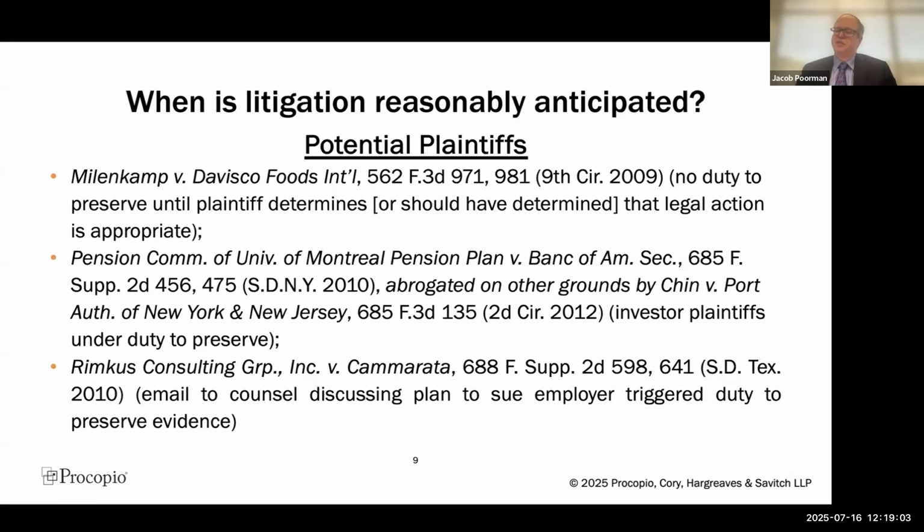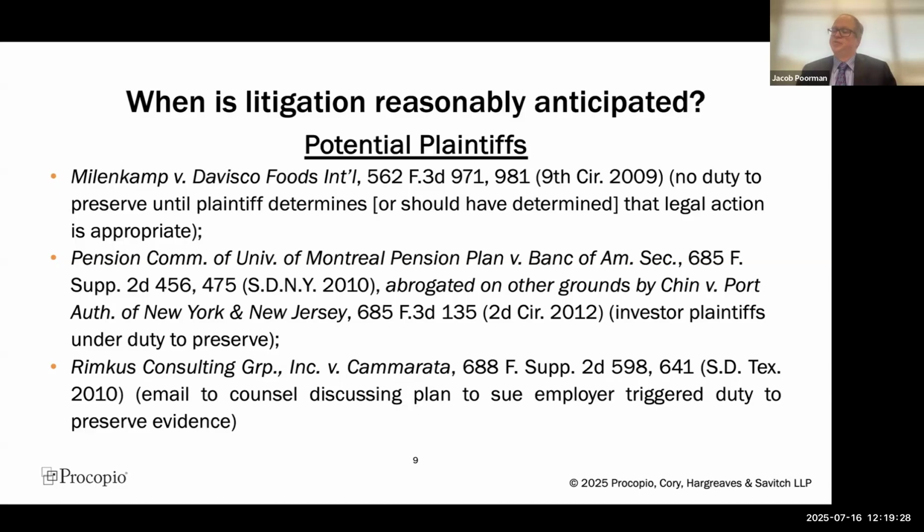For potential plaintiffs, the reasonable anticipation of litigation inquiry is somewhat different. And typically the point at which a plaintiff reasonably anticipates litigation is some point in advance of actually filing the litigation. Courts focus on when the plaintiff determined, or reasonably should have determined, that legal action is appropriate, which depends, again, on the particular facts at issue.